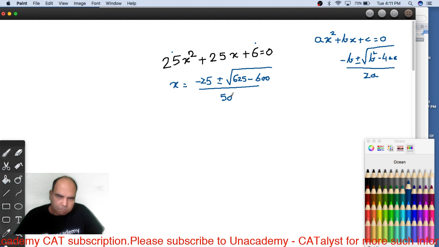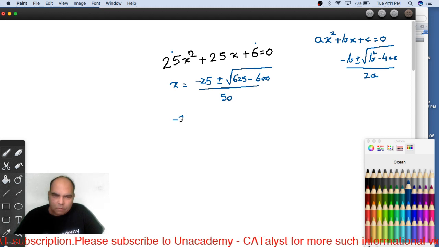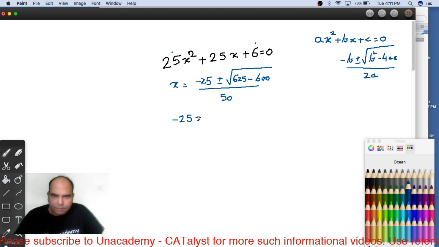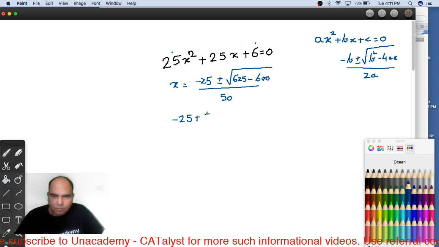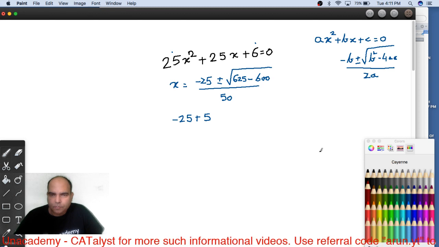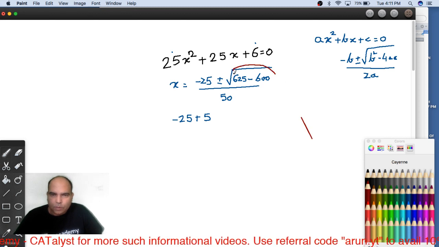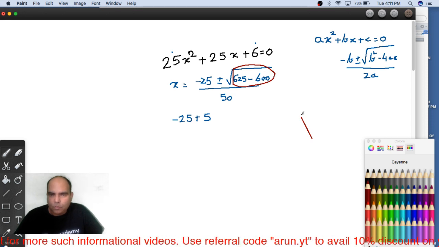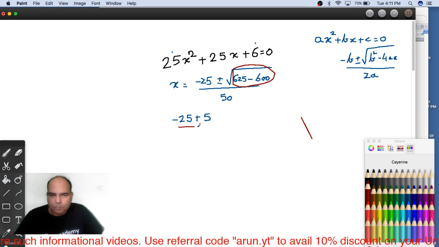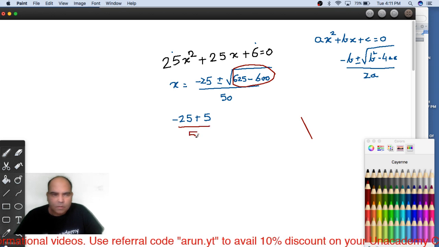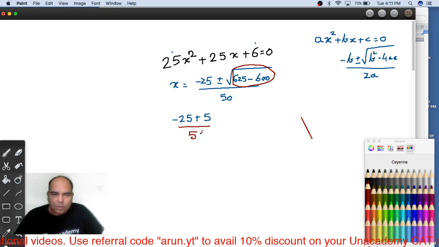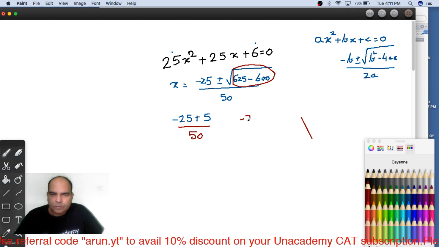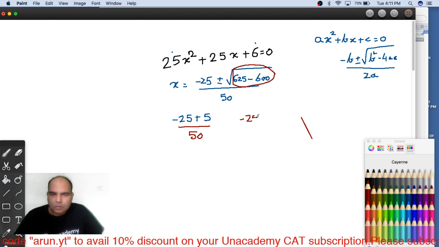So one root of this is minus 25 plus 5, because under root 625 minus 600, under root will be 5 only. So one root of this is minus 25 plus 5 upon 50, and the other root of this is minus 25 minus 5 upon 50.